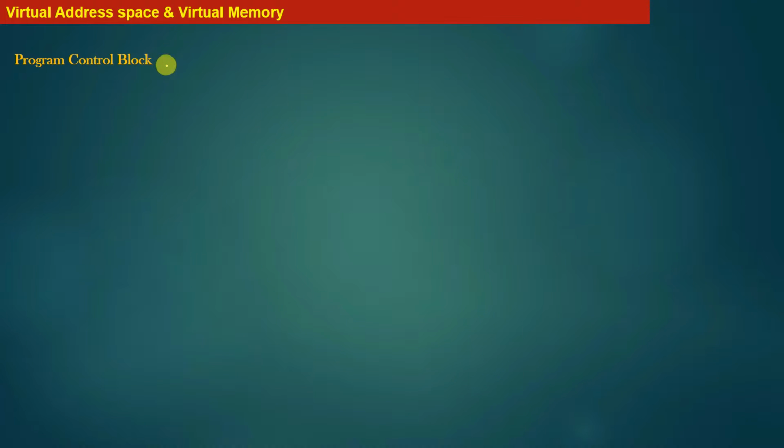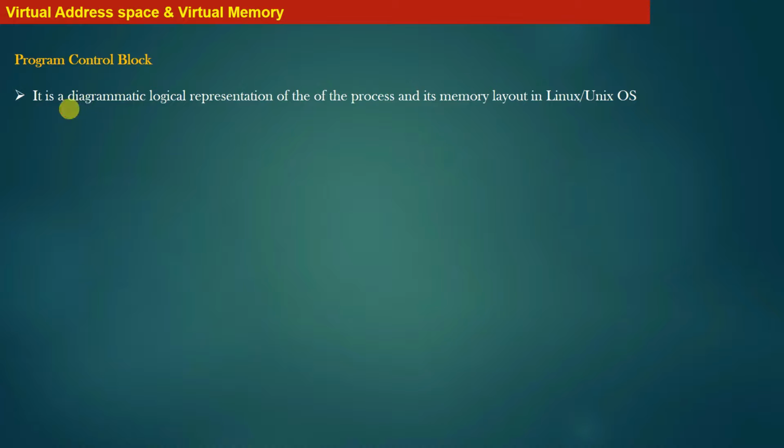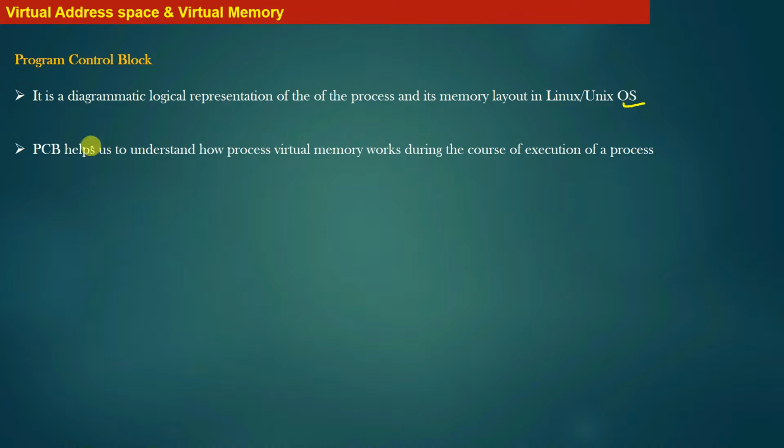Now next, let us try to understand what is program control block. Program control block is a diagrammatic logical representation of a process and its memory layout in Linux or Unix operating systems. Program control block help us to understand how process virtual memory works.